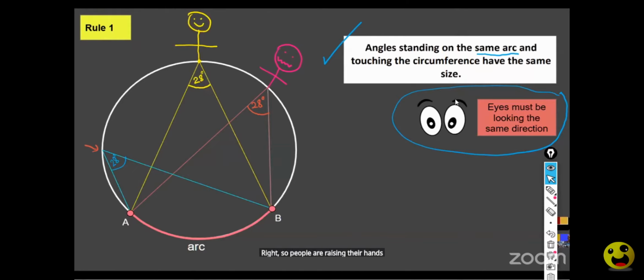Right, now I just want to, the rule only works when the eyes are looking in the same direction. I know some of you all are confused about that. Give me a few seconds. I will explain it. I did say I would explain it just now, right? So be a little patient. I will get to it.